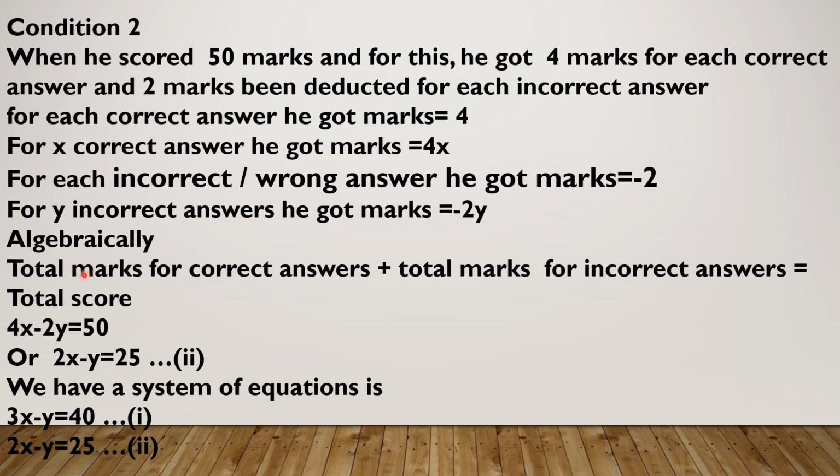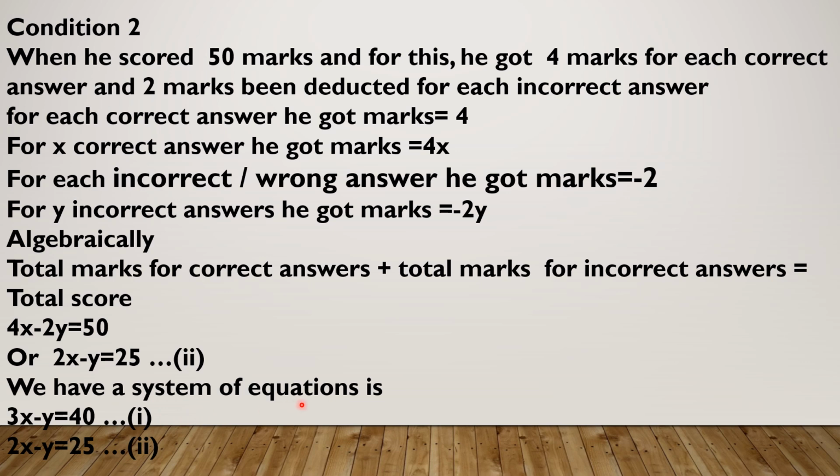Algebraically we can write total marks for correct answers plus total marks for incorrect answers is equal to total score. So we can write 4x minus 2y equals 50. When we divide this equation by 2, we get 2x minus y equals 25, and we consider it as equation number second.